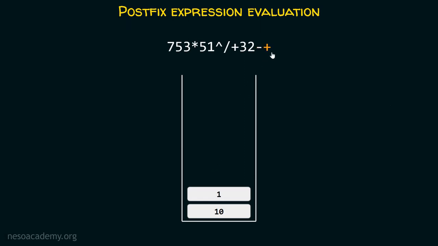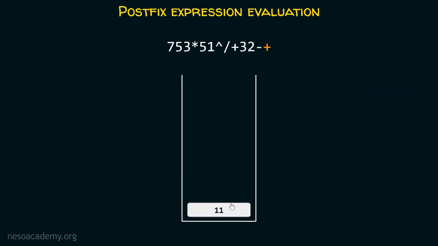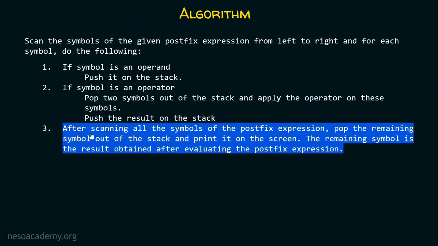And then after this, we have plus operator. We'll perform addition of these two. That is 10 plus 1. It gives 11. And finally, we will push this onto the stack. Now, this is the result so obtained. Understand, according to the algorithm, after scanning all the symbols of the postfix expression, pop the remaining symbol, that is 11, out of the stack and print it onto the screen. The remaining symbol is the result obtained after evaluating the postfix expression.